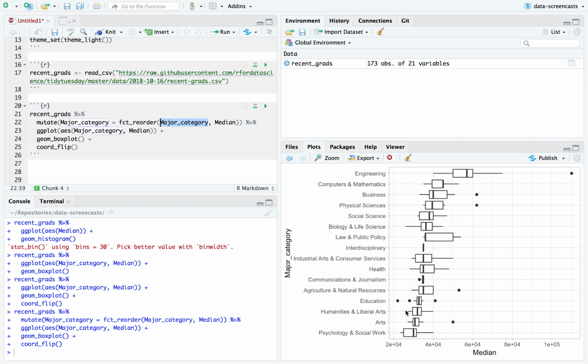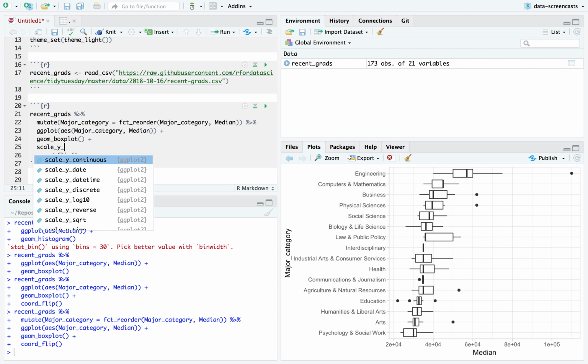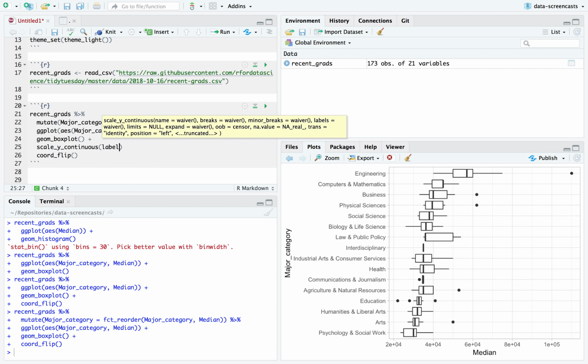So I'm always going to have the question, does it explain a lot of the variation? Oh, and it looks like it absolutely does. It looks like psychology and social work tends to have the lowest earning graduates. That looks like a median of around... I don't like this being on an exponent. I'm going to make this a dollar sign.